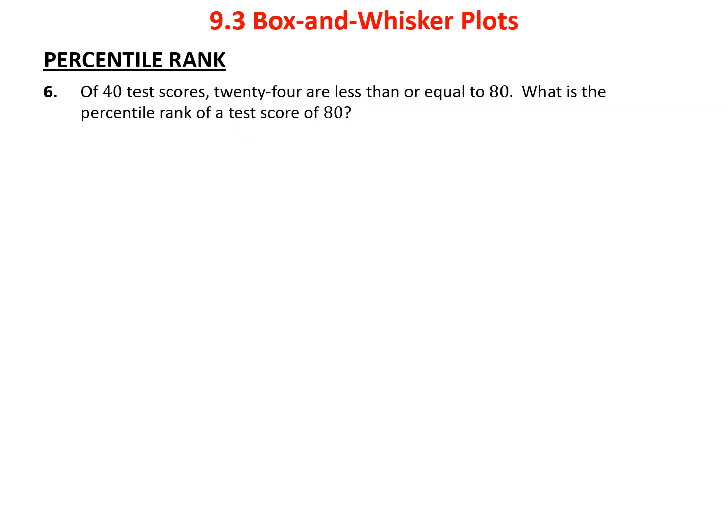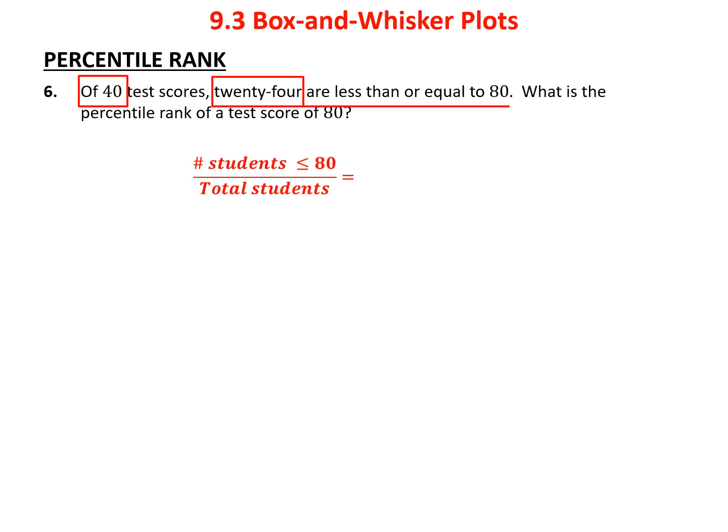All right, so let's try a second problem. This time we have 40 test scores, and 24 of them are less than or equal to 80. What's the percentile rank for a test score of 80? Well, the number of students who scored 80 or below is 24, and the total number of students is 40. So 24 divided by 40 is 0.60 or 60%. That means if you scored an 80, you have a percentile rank of 60.